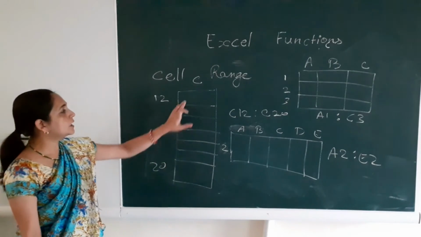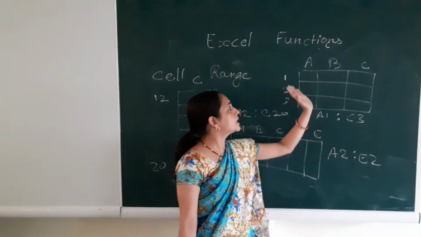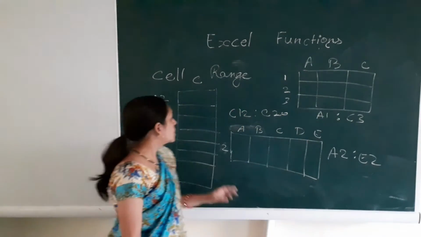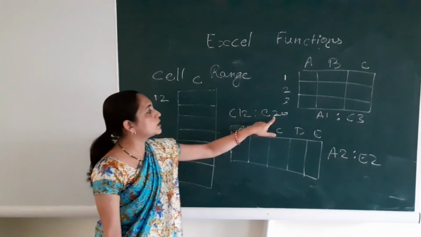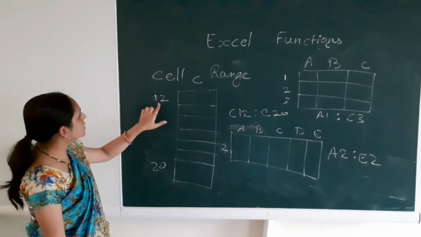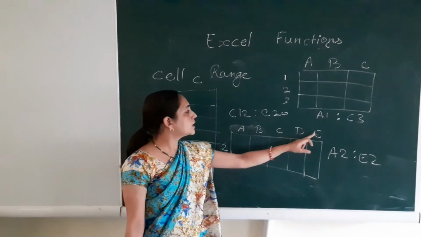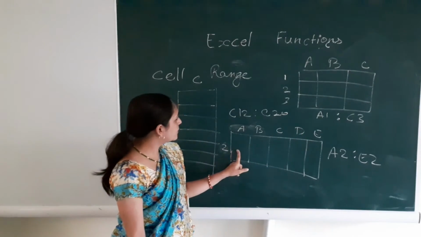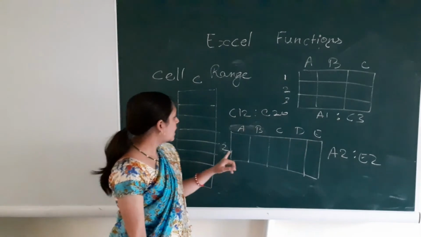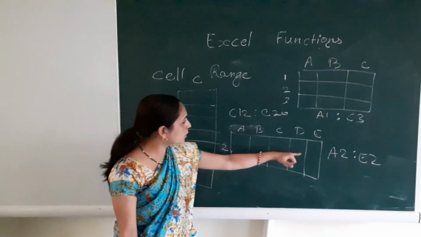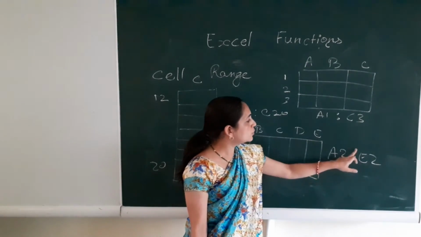You can select the cells column wise also. You can select the cells row wise also. You can select cells in the form of a table also. So if you are selecting the cells column wise, its range will be C12 to C20, because in the C column you have selected the 12th row to the 20th row. And if you are selecting row wise, it means you have selected the columns A, B, C, D, E, and in the second row all the columns you have selected. So this range will be A2 to E2.